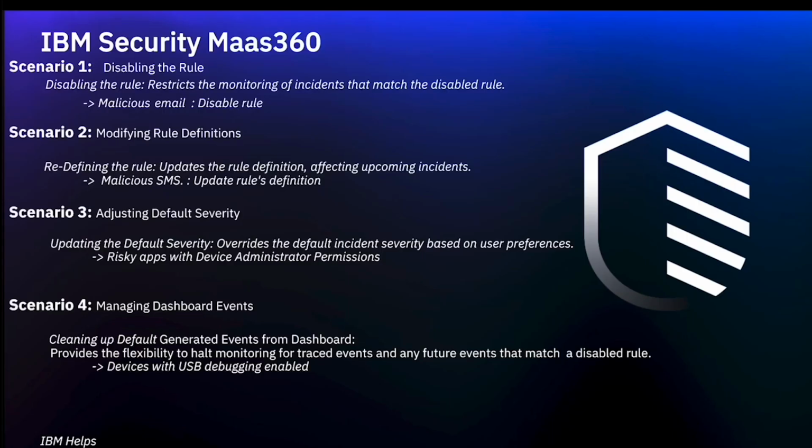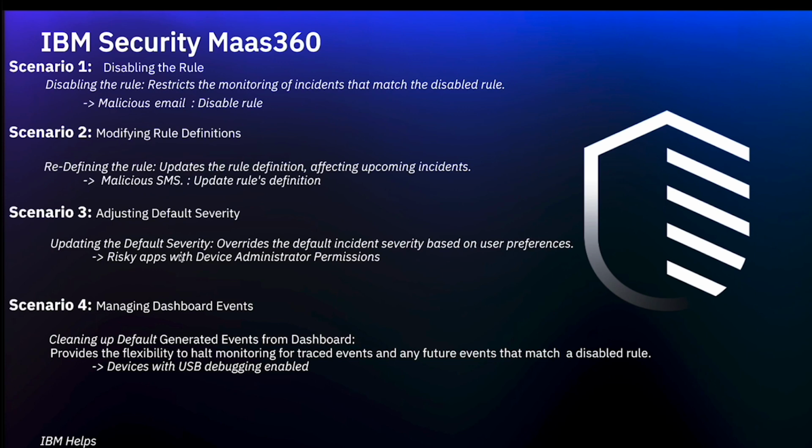Now let's consider various configuration scenarios to better understand and fine-tune these rules and visualize incident flows. In our first scenario, we shall explore the concept of disabling rules to restrict the monitoring of matching incidents, exemplified by the malicious email scenario. Scenario 2 introduces the idea of redefining rules impacting future incidents. Here we shall use the malicious SMS rule to demonstrate this concept.